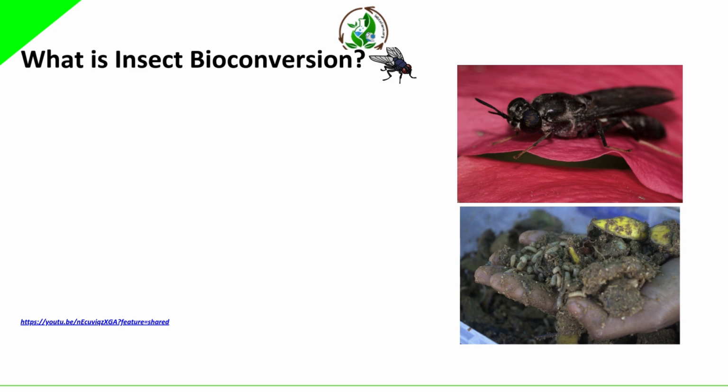So this method does two things at once. It diverts food waste from landfills and creates two new resources, feed and fertilizer. It's a great example of nature helping us solve a human problem.